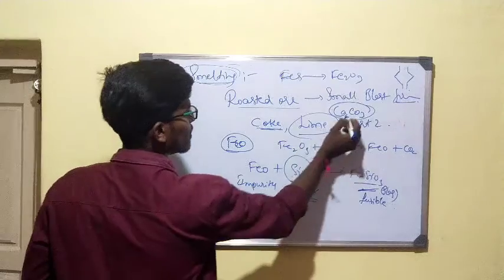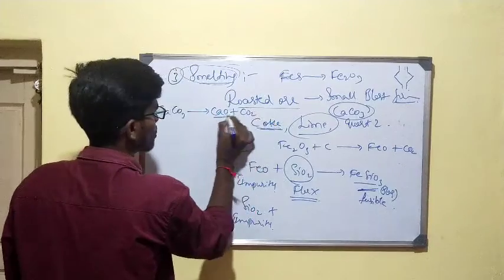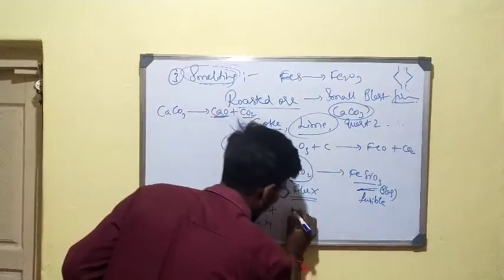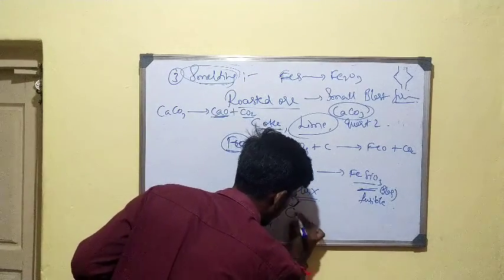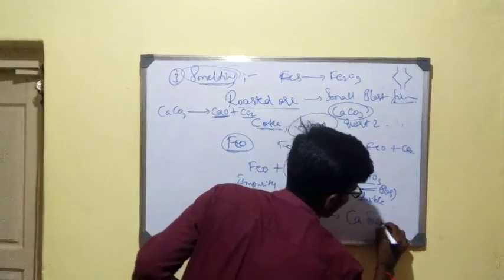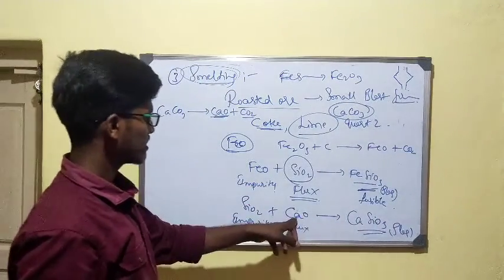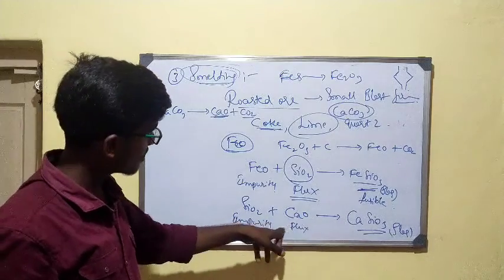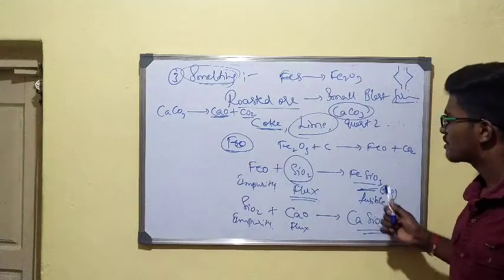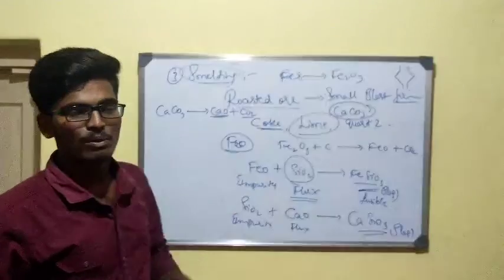So to remove this impurity, I will make use of calcium carbonate. This calcium carbonate, when heated, will convert into calcium oxide and carbon dioxide. Here, this calcium oxide will act as a flux to form a fusible slag, that is calcium silicate. This is the fusible slag. Here, this calcium oxide will act as a flux to remove the impurity silicon dioxide or quartz, with the formation of calcium silicate. These are the two slags which are formed during the smelting process.